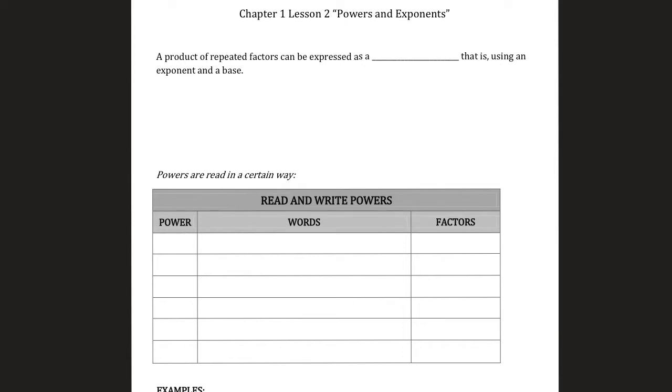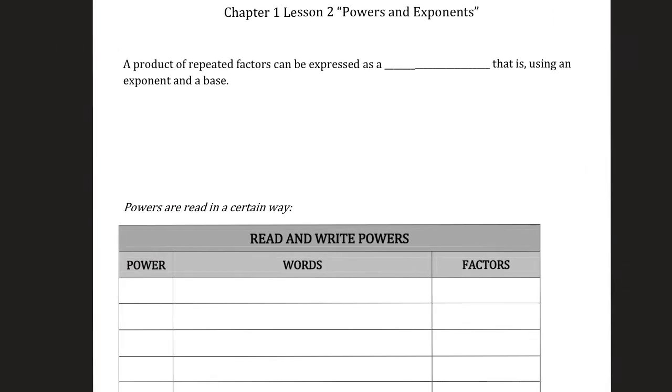So we're talking about Chapter 1, Lesson 2, on powers and exponents. And just the first word you're going to hear a lot. The product of repeated factors can be expressed as a power. Okay, that is using an exponent and a base. So for example, if we have 4 factors, 2 times 2 times 2 times 2, instead of writing all that out, they've decided to make math easier and write it like that, right?